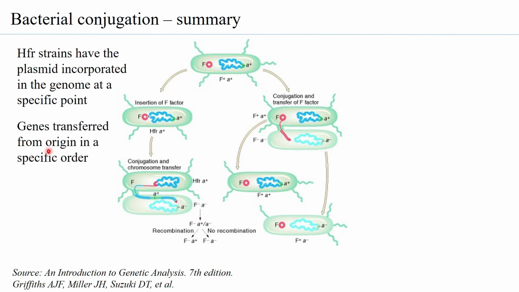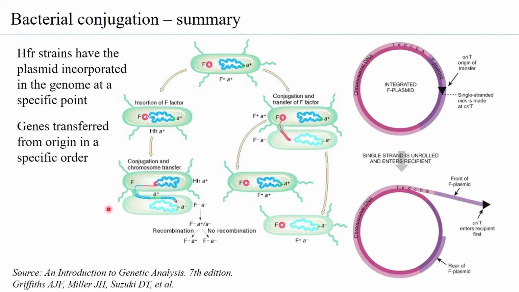Genes transferred are from the origin in a specific order. This is explained by the rolling circle mechanism. If you have the origin of transfer over here, a single stranded nick is formed, then you have a helicase and a DNA polymerase using this strand as a template, synthesizing a new strand, and this strand is getting displaced. Therefore, part of the plasmid is getting displaced. This is the front part of the F plasmid. But because it was integrated within the host genome, you can see how the genes of the host are also getting transferred along with the front part of the F plasmid.